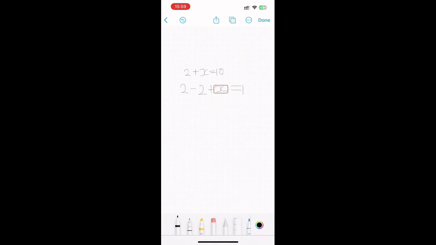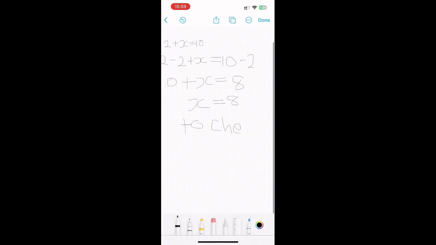So in this case, we need to eliminate 2. We know that 2 minus 2 is 0. But if we're going to eliminate it on the left-hand side, we must also do the same on the right side. What I mean by this is we need to minus it also on the right-hand side. So we have 2 minus 2 plus x equals 10 minus 2. And then 2 minus 2, we know it's 0, and then we are left with x on the left-hand side. And on the other side, we know that 10 minus 2 equals 8. Therefore, x equals 8.